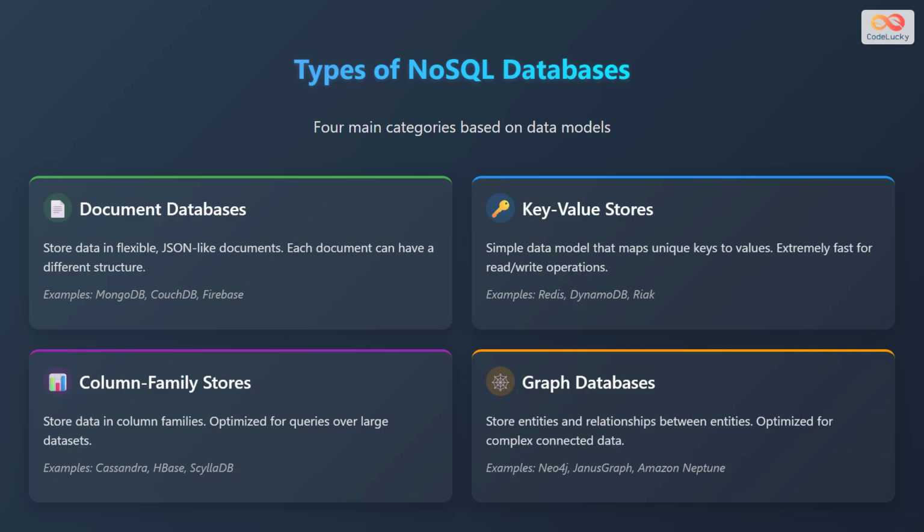Graph databases store entities and the relationships between them, making them ideal for managing complex connected data. Examples include Neo4j, JanusGraph, and Amazon Neptune.